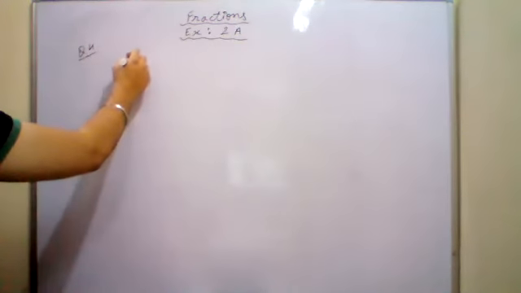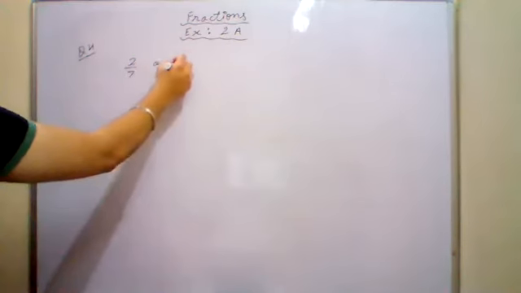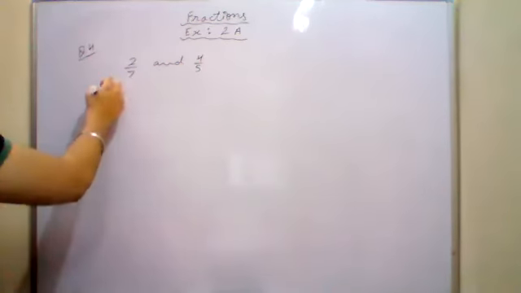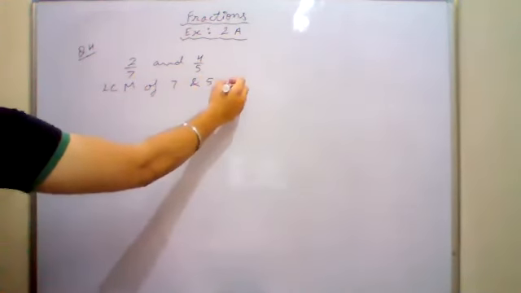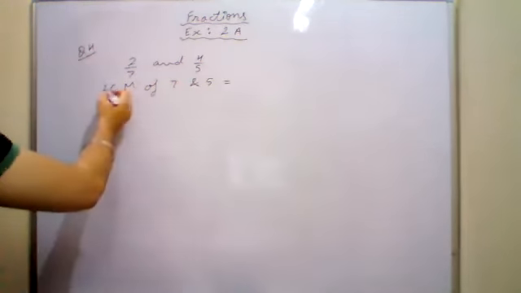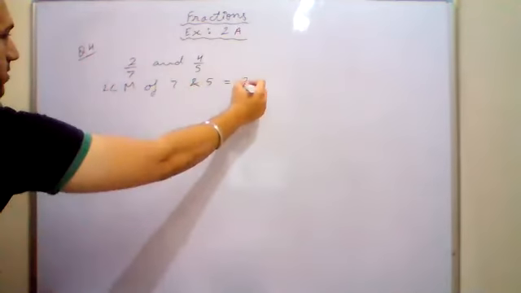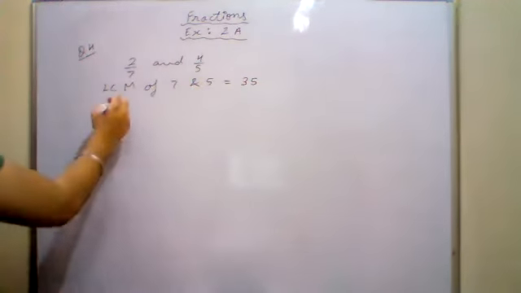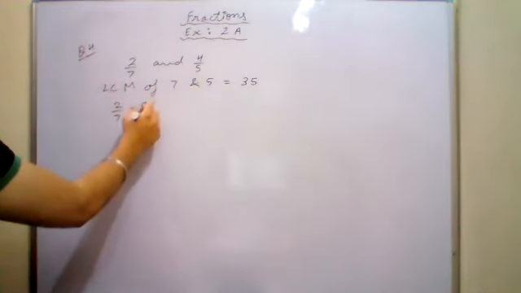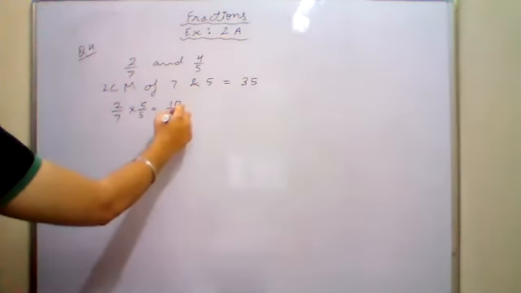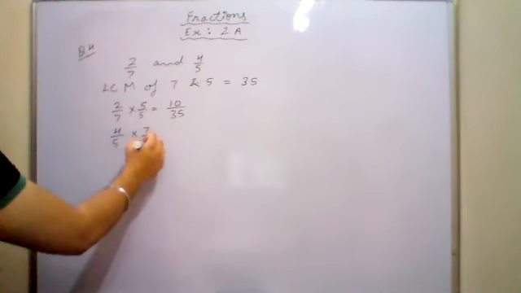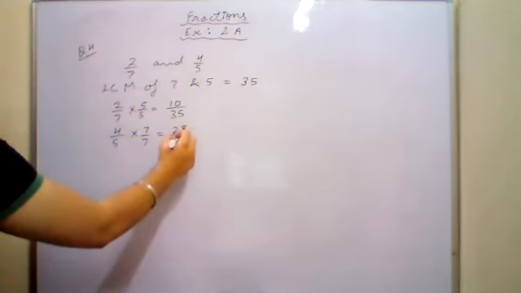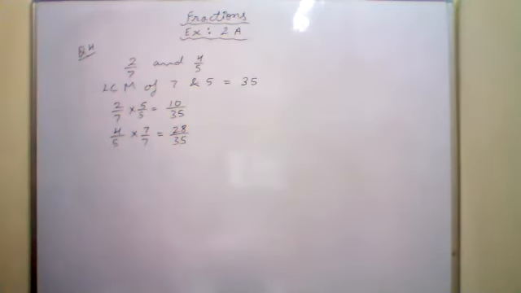So 2/7 and the second number is 4/5. So first of all we find the LCM of 7 and 5 is 35. Sir, we do not write the statement? Not required. Renu, if you want, you can write. 2/7 into 5/5. This is 10/35. And second number 4/5 into 7/7. This becomes 28/35.